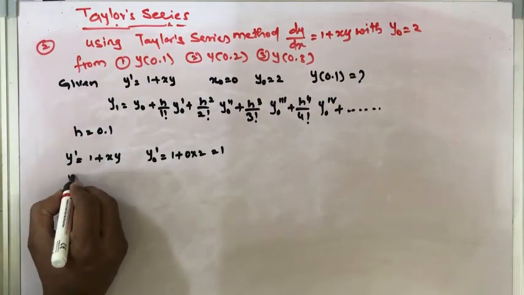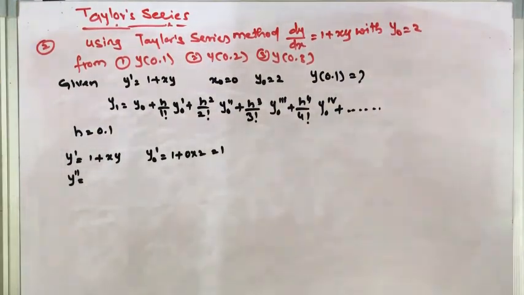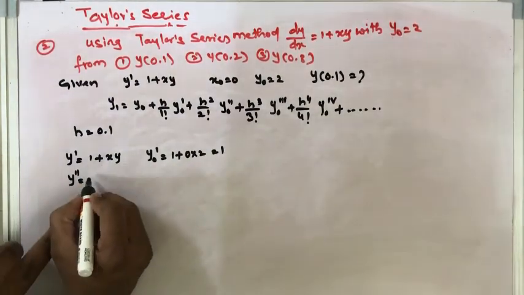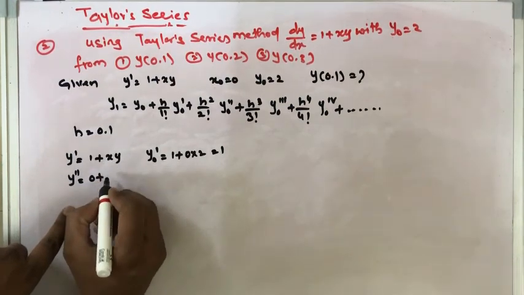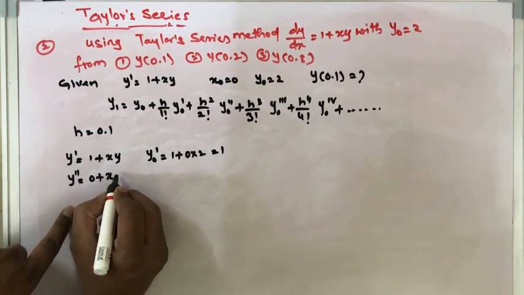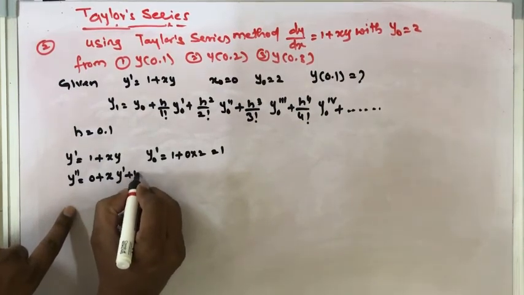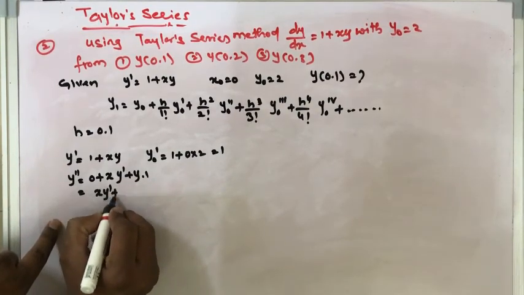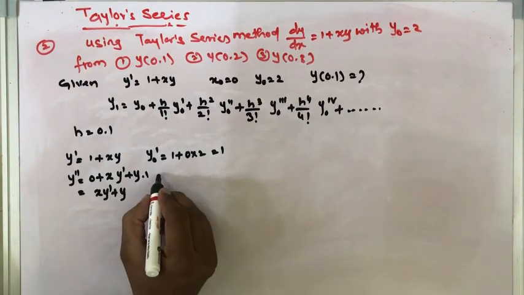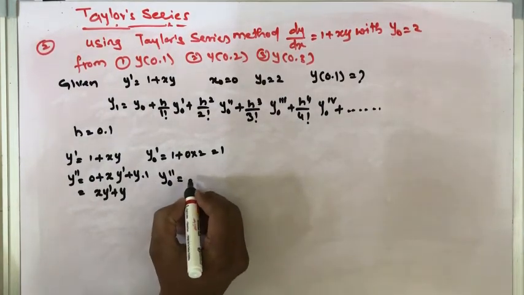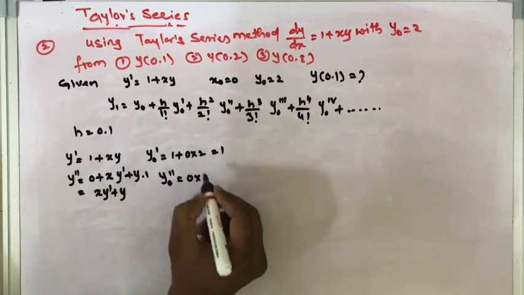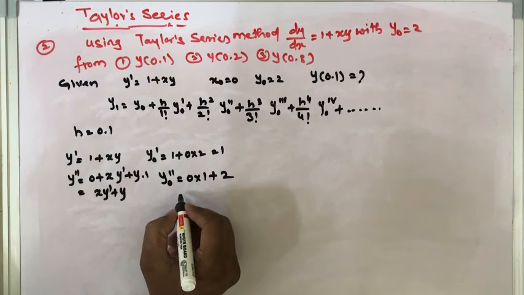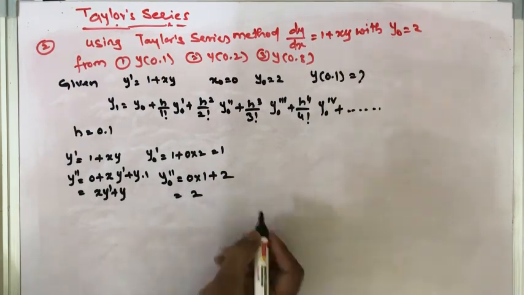Now the second differentiation, y double dash, which is the differentiation of y dash. The differentiation of 1 is 0, and the differentiation of x into y is x into y dash plus y into 1. So we get x into y dash plus y. So y0 double dash will be 0 into y0 dash, which is 1, plus 2. So we get y0 double dash as 2.